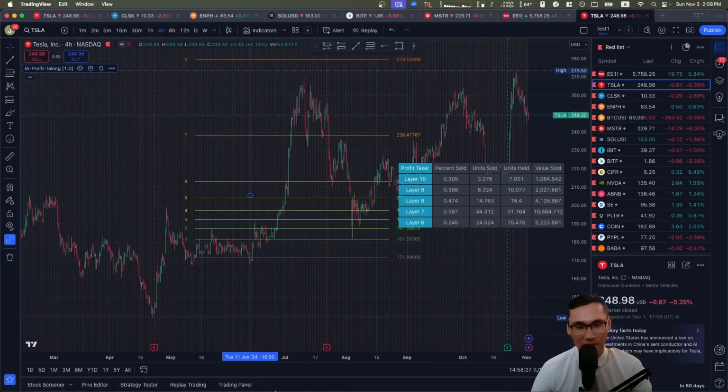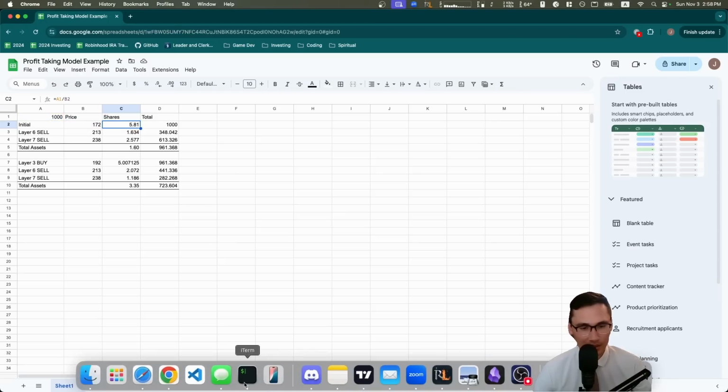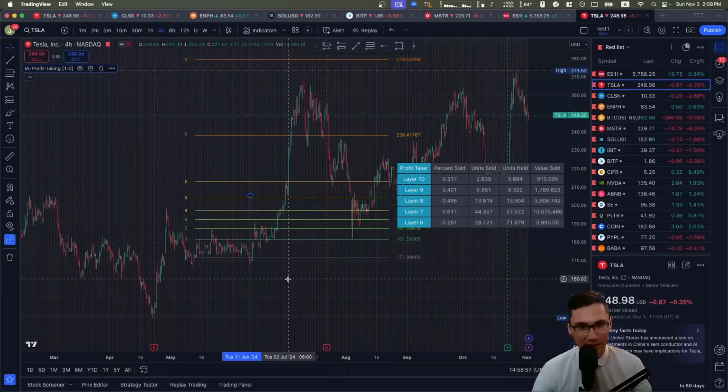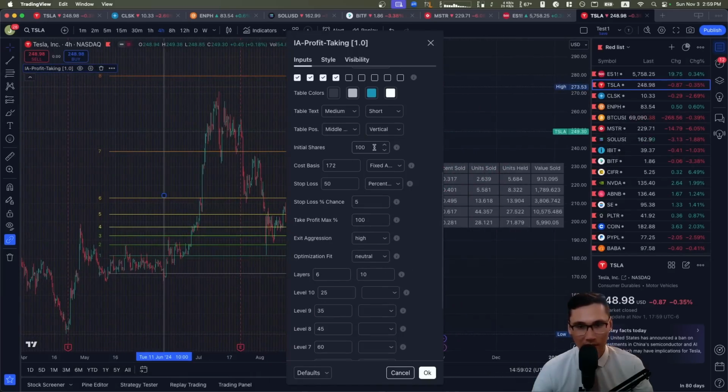And then flipping to our Google Sheet, the example here is you're starting at $1,000. So I can see my initial entry is going to be 5.8 shares at $172. So you'll have 5.8 shares, right? So 1,000 divided by my price will be 5.81. Okay, and then you would have let that sit, and your first exit point, let's make sure we got the shares right. 5.81 shares here.